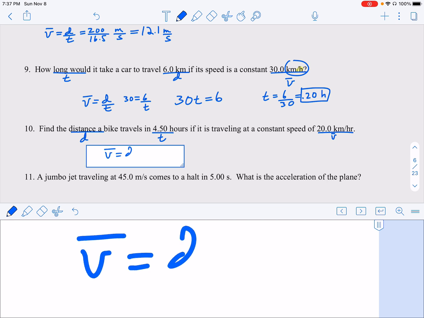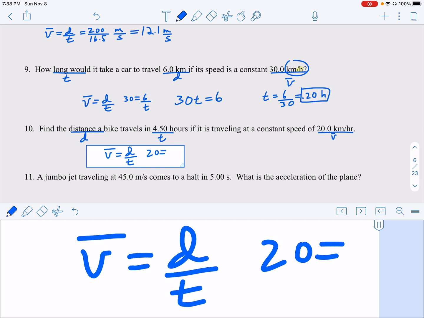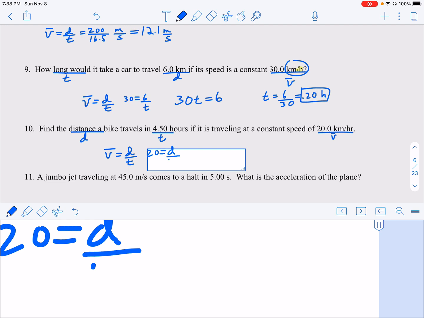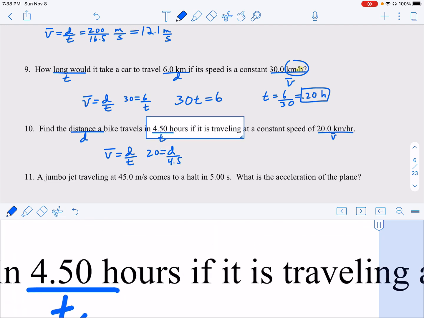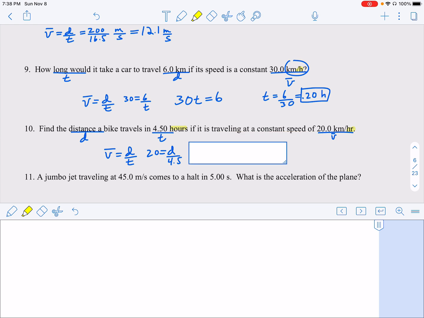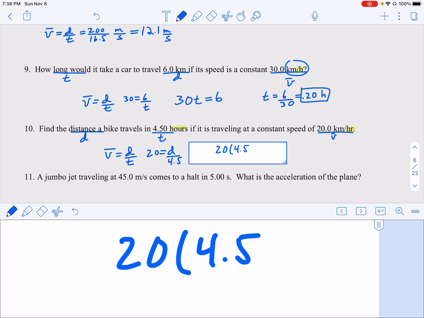V equals D over T. So my average V is 20, equals the distance, which I don't know, over 4.5. I'll use hours because it matches what's in my speed. See, hours matches the hours here. So I cross multiply, or multiply both sides by 4.5. 20 times 4.5 is equal to D.